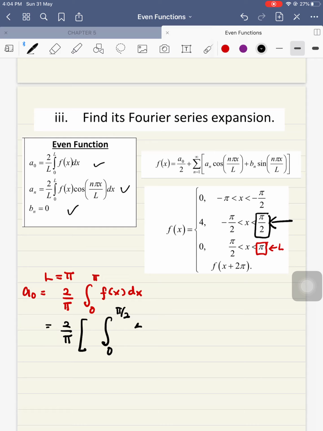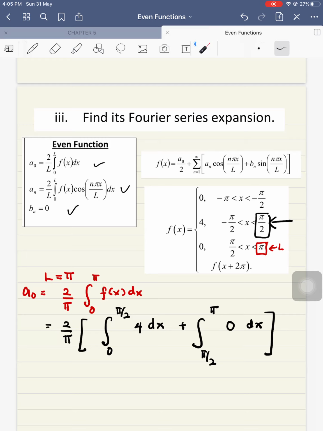So what is your f(x) here? Your f(x) is equal to 4 dx, plus, the lower limit is pi over 2, the upper limit is pi. In this case, your f(x) is equal to 0.